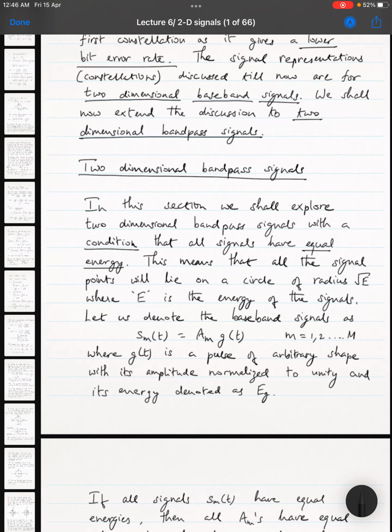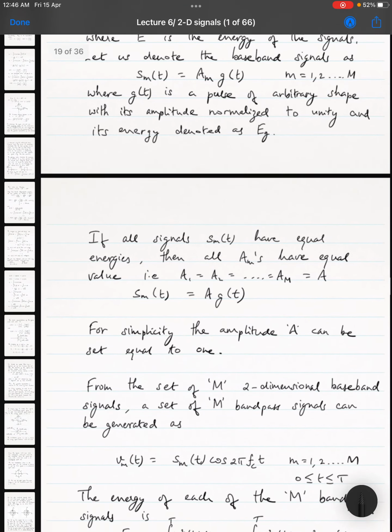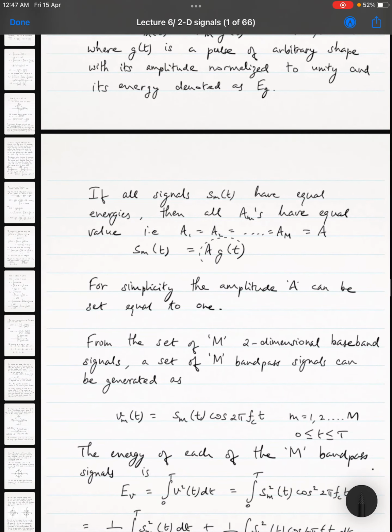and so therefore when we want to transmit g of t for different signals or to represent different signals, each of the signals will have a certain amplitude Am. But since we are going to choose all the signals to have equal energy, all the Am should be the same. So A1, A2, A3 and so on should all be the same. So we simply call it A g of t because they are all going to have equal energy. And for simplicity, we will also make that value of A equal to 1.